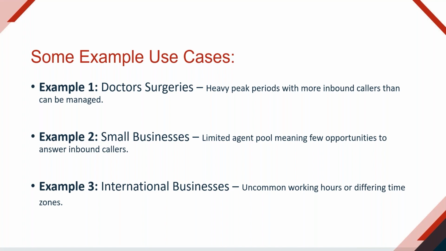Third example would be international businesses, any business with uncommon working hours or with employees in different time zones. We're a great example. I'm based here in the US, but our office is in London. So keep my place in queue is really valuable for companies that have international presence or have employees over different time zones.